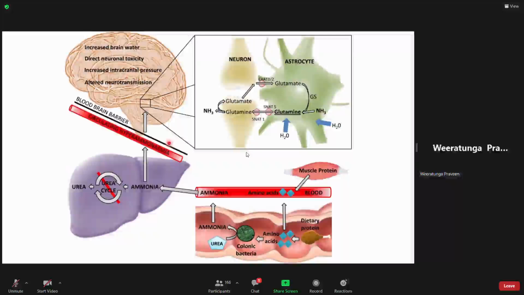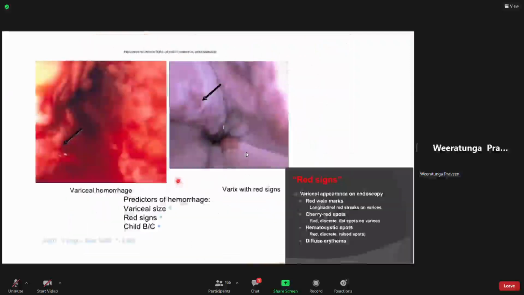So in encephalopathy, what happens in the brain is quite similar to what happens in benzodiazepine overdose. So gamma aminobutyric acid increases. Right. So that is about encephalopathy. Any questions about encephalopathy?